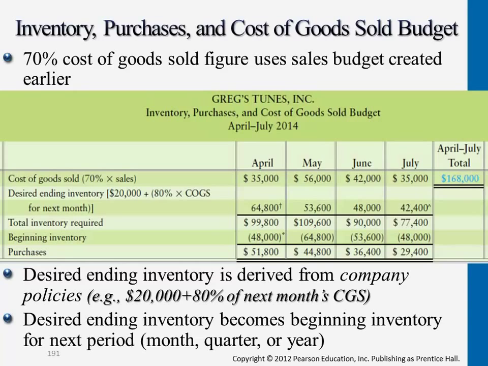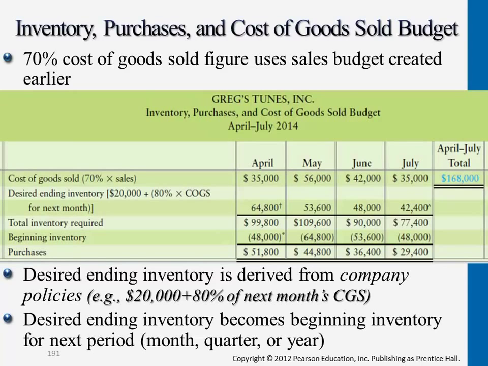Now, desired inventory is also the same. Companies may set policies. In this particular example, they set it as at least $20,000 in the warehouse, plus 80% of next month's cost of goods sold. So what does this mean? Because we're budgeting this month's ending inventory, it must be something we have left over in order to prepare for next month's sales, right? So they expect that ending inventory level to be at least $20,000 and then plus 80% of whatever next month's budgeted cost of goods sold is.